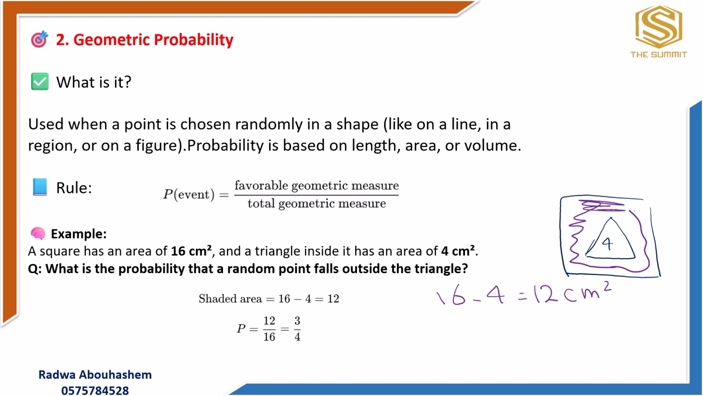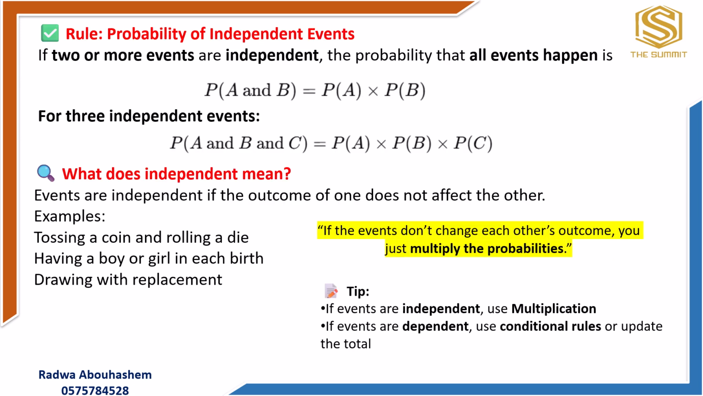Now I'm going to apply the rule. What I need is 12 centimeters squared over the total area, which is 16. So 12 over 16 gives you 3 over 4. It's very easy. Going forward, the probability of independent events.